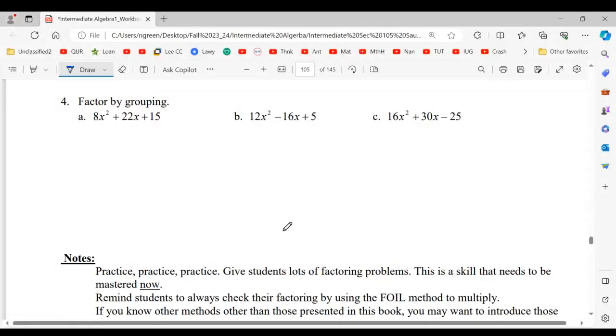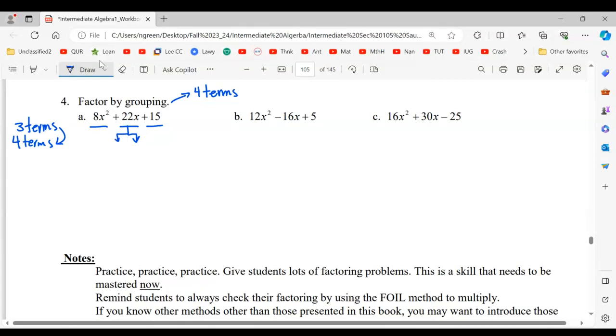Factor by grouping. For grouping, we must have 4 terms. So in order to do this, how many terms do we have here? 3 terms, right? So we have to convert those 3 terms to 4 terms. Okay? So how can I make 3 terms into 4 terms? I have to split the one in the middle here.